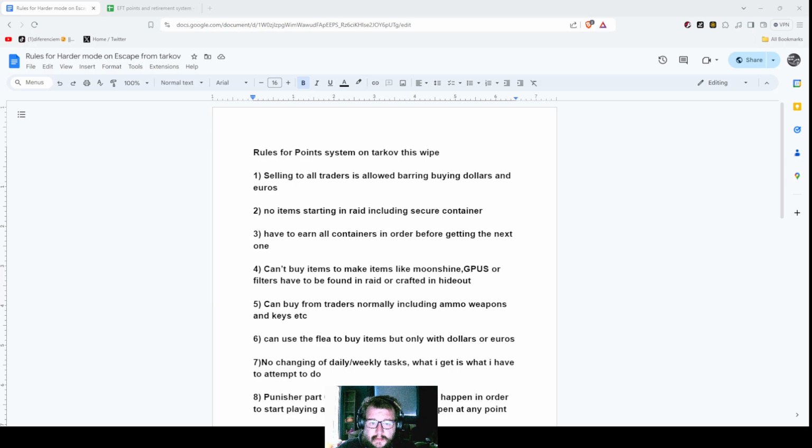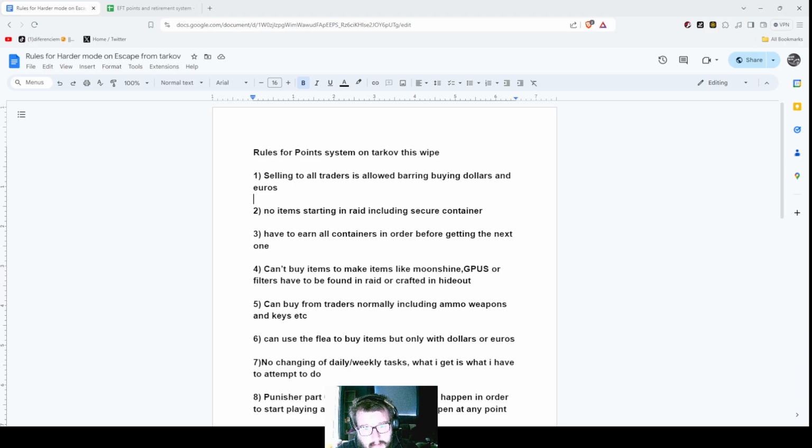So, this time I'm going to be doing what is called an extreme zero to hero run. Now, what this entails is a set of rules that I will follow throughout this wipe. The first rule is, with regards to selling, I can sell to any trader that I want for rubles only. I'm also barred from buying dollars and euros from the said trader.